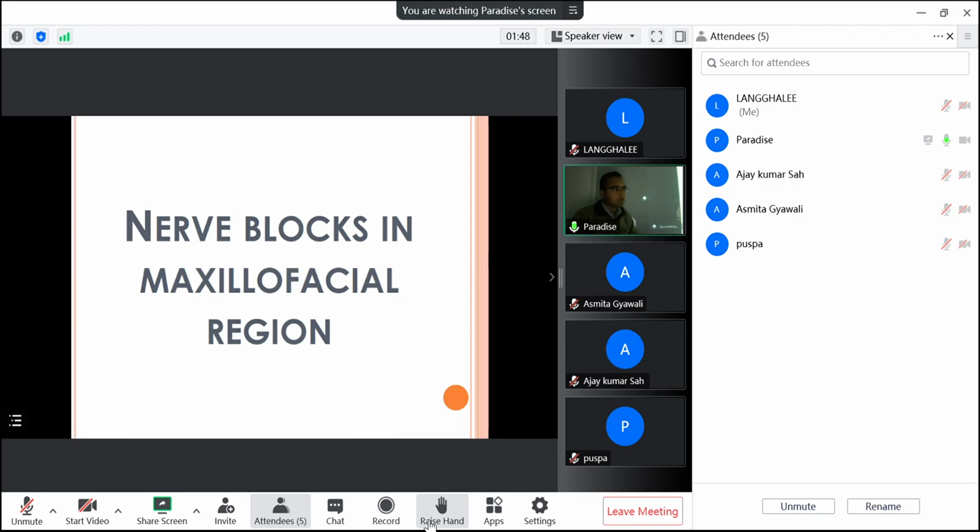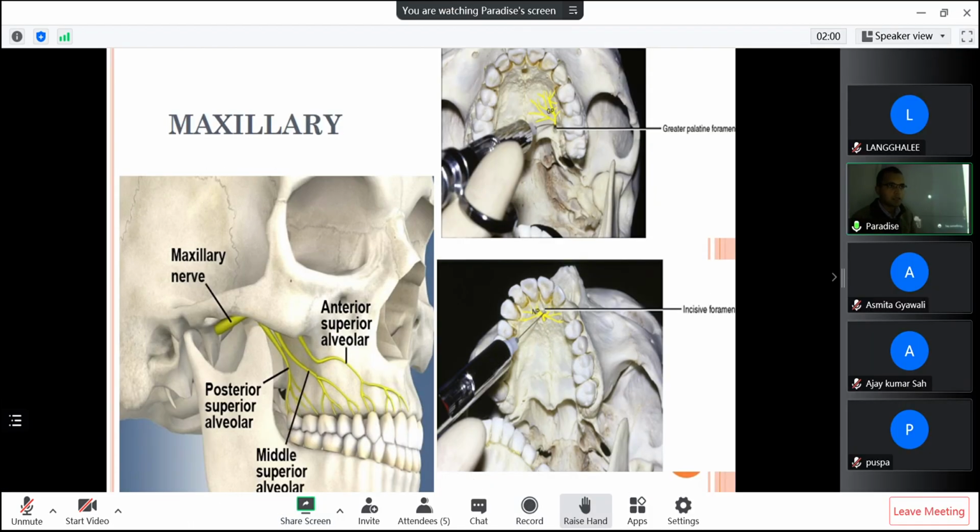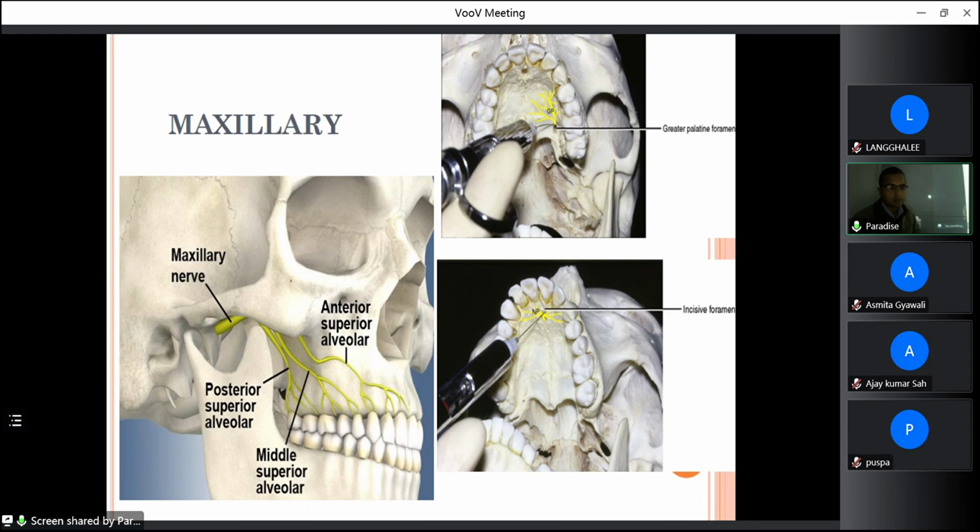Now moving to nerve block in the maxillofacial region. As you know, in case of the maxilla, all the teeth are supplied by branches of the maxillary nerve. There is the anterior superior alveolar nerve which supplies the central incisor, lateral incisor, canine, their pulp and labial tissue. In case of the middle superior alveolar nerve, it supplies the buccal tissue of premolars as well as their pulps. And MSA is not present in all cases. If the MSA is absent, then the premolars are also supplied by ASA. If MSA is present, it may supply the major buccal root of the first molar as well. And the PSA supplies all the molars, their pulp and buccal tissue, not the palatal tissue.